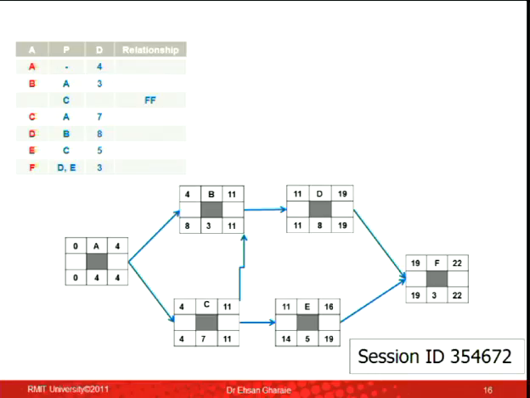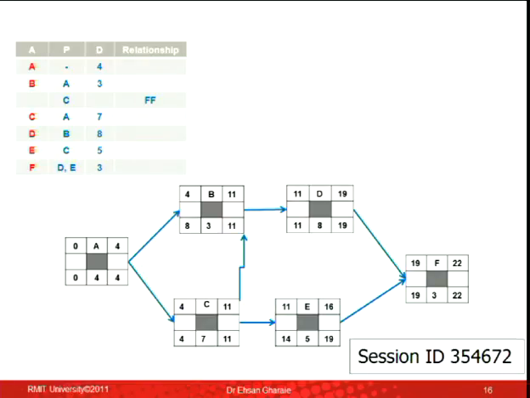So the finish of activity B would be 11. 11 goes to the start of activity D. 11 plus 8, 19. Start of activity E would be 11 as well. 11 plus 5, 16. Between 19 and 16, I put 19 there. 19 plus 3, 22. So the project would finish on day 22. Now I'm going backward. 22 minus 3, 19. 19 goes there. 19 goes there. 19 minus 8, 11.